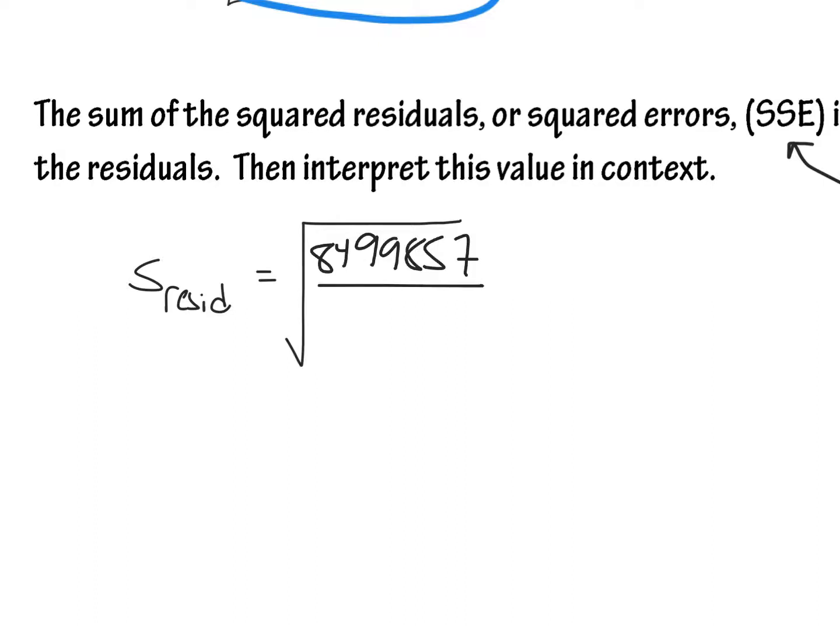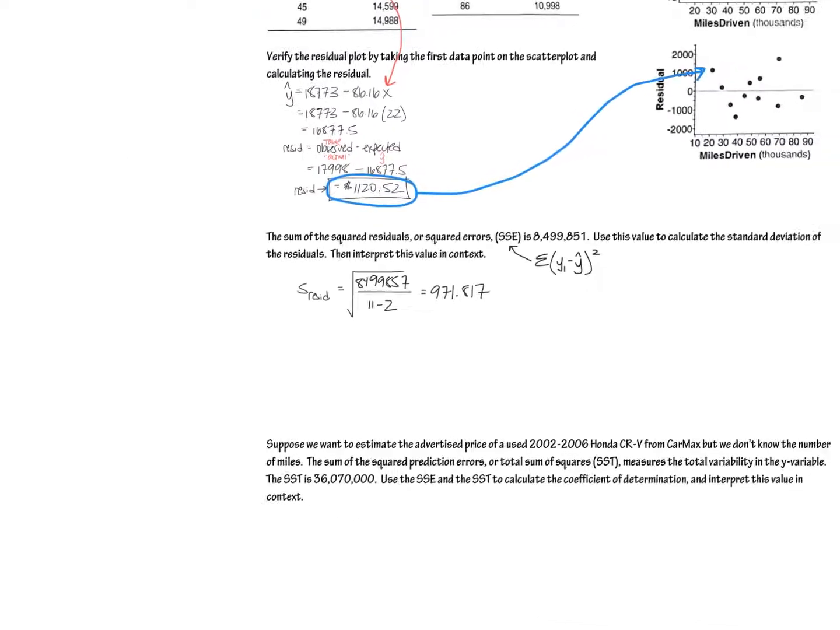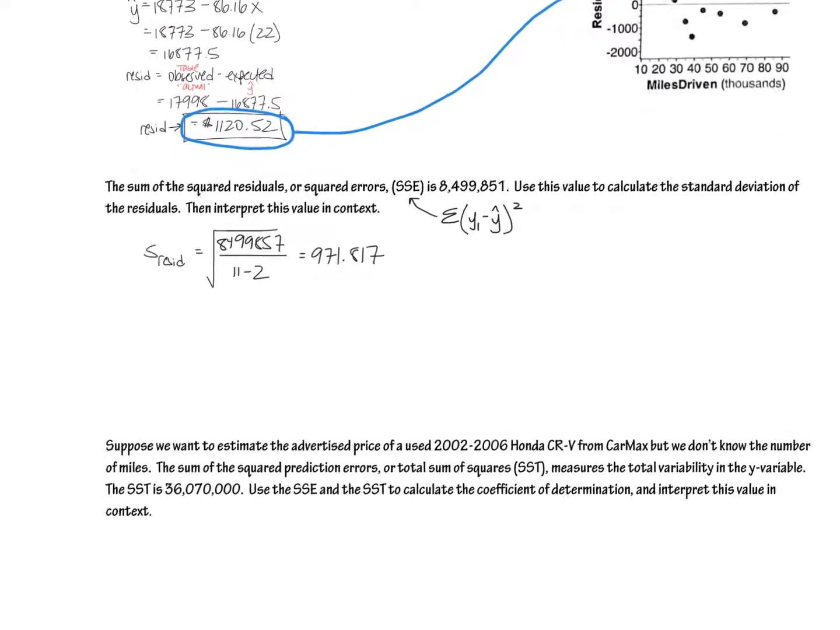And then it's n minus 2 down here. You wrote that in your reading guide. That's part of the formula. And if you are curious why it's n minus 2 and not n minus 1 like the first chapter that we talked about, you can read all about it in the book. But this calculation gives us 971.817. That is, let me zoom out here, the standard deviation of the residuals.